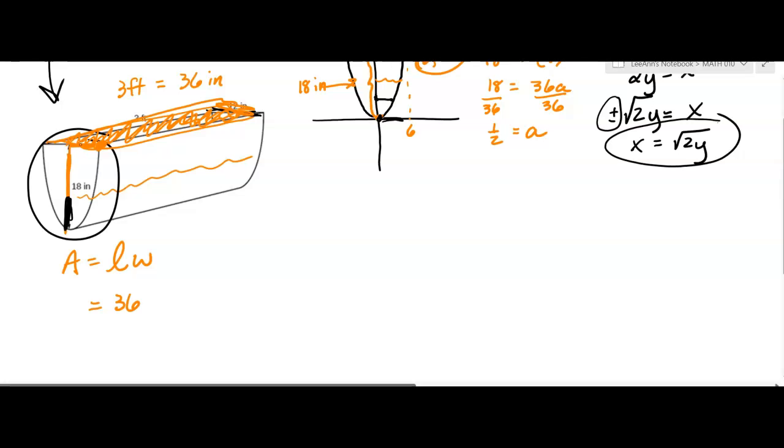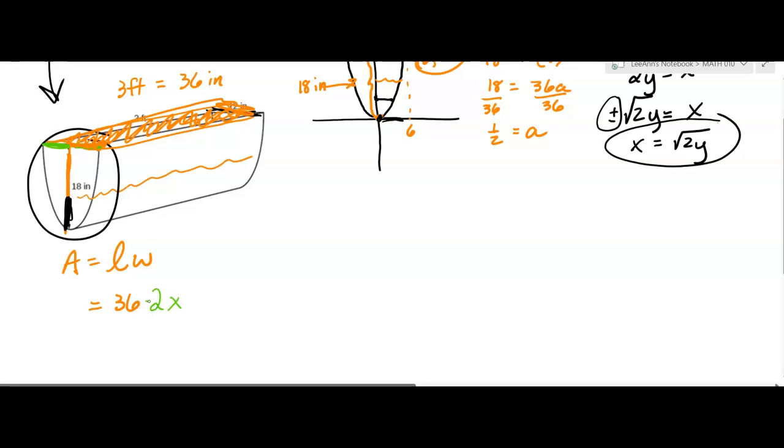And then the width, well, it's going to be this piece. Let's see, I need another color. It's going to be this piece, but there's going to be 2 of them, right? So remember when we said, oh, it's 6 inches to the right. Well, it's 6 inches to the left. And so it's going to be 2x. It's going to be times 2x.